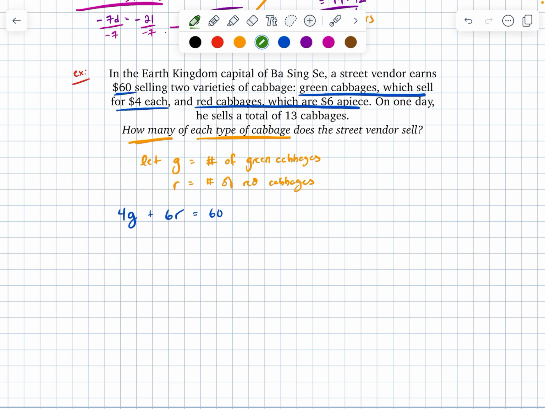My second equation, though, might not be so obvious. The only other piece of information that I haven't used is that I've got 13 cabbages sold in total. Well, notice here that G is the number of green cabbages and R is the number of red cabbages. If we sell 13 cabbages in total, how can I combine those pieces of information to build an equation? What do you think? Take 20 seconds, pause the video. How could I use that information to build my second equation? Go.